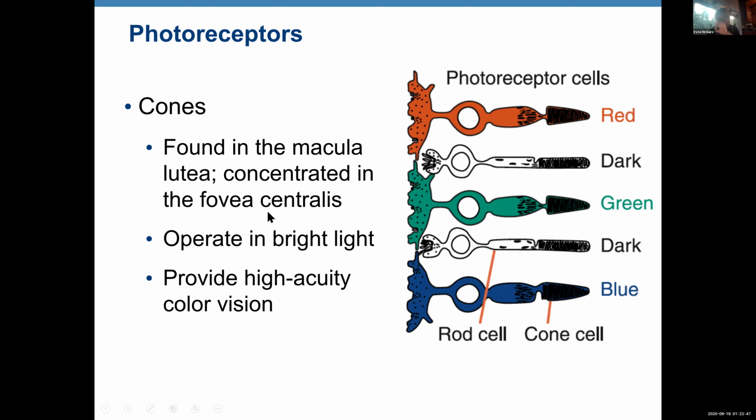The fovea centralis is right inside the macula lutea. Macula lutea means yellow spot. Cones operate in bright light and provide high acuity color vision. We have three types of cones: red, green, and blue. They respond to different wavelengths of visible light. Red cones are activated by red light, green by green light, blue by blue light, and different degrees and combinations of activation give us a whole spectrum of colors.